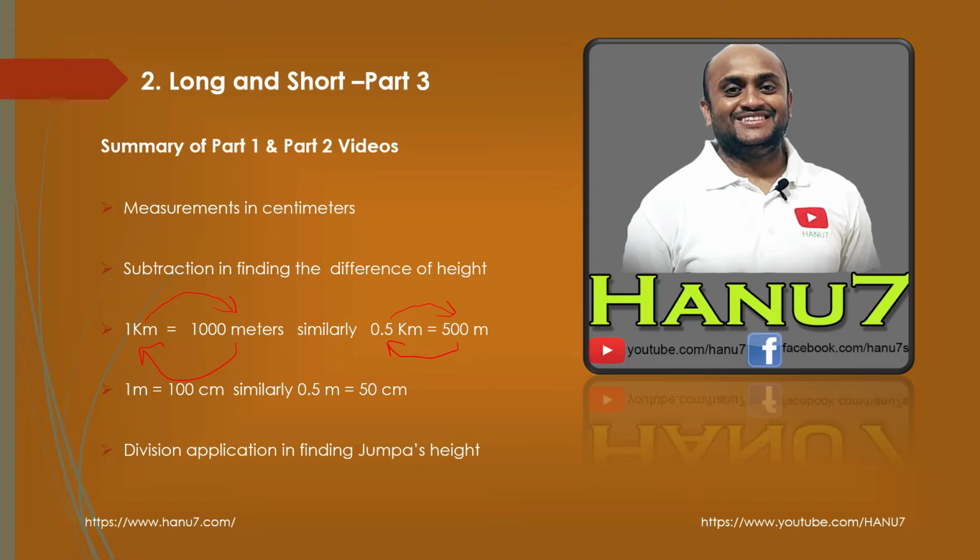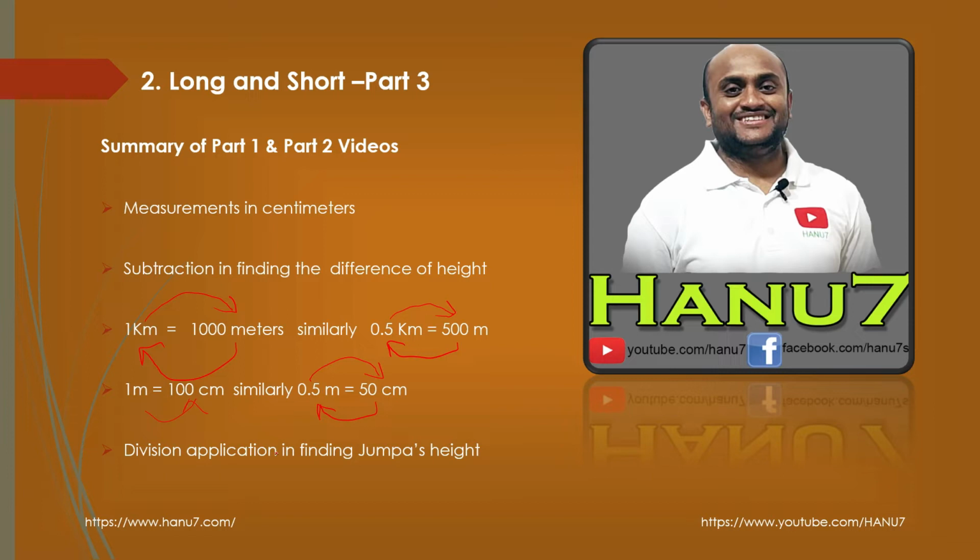Okay, and the same holds good for meter to centimeter conversions. 1 meter is equal to 100 centimeters and 100 centimeters is equal to 1 meter. Similarly 0.5 meter is equal to 50 centimeters, 50 centimeters is equal to 0.5 meters. So all these things we have learnt in part 1 and part 2 only.